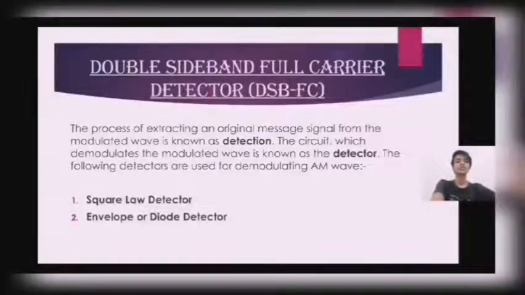We know that demodulation is the reverse process of modulation and it occurs at the reception point of the communication system. The process of extracting the original message signal from the modulated wave is known as detection, and the devices which demodulate the modulated wave are known as detectors. There are two types of detectors, the square law detector and the envelope or diode detector. Firstly, we'll talk about the square law detector.